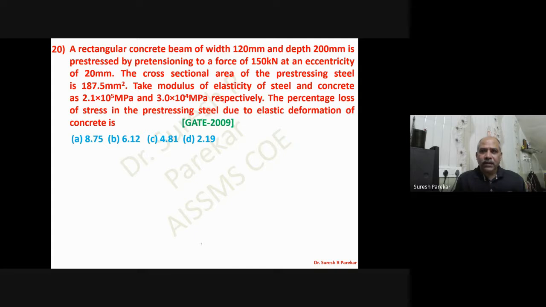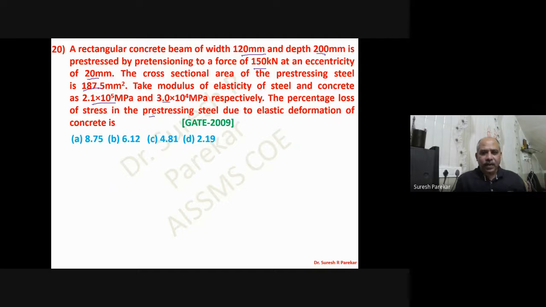Then we have a pre-stressed concrete beam. The dimensions are given again, in this we have 120 by 200 millimeter. Then P is 150 kilonewton. Eccentricity is 20 millimeter. Pre-stressing steel area is given as 187.5. Then ES is given, EC is given, and we have to find the percentage loss.